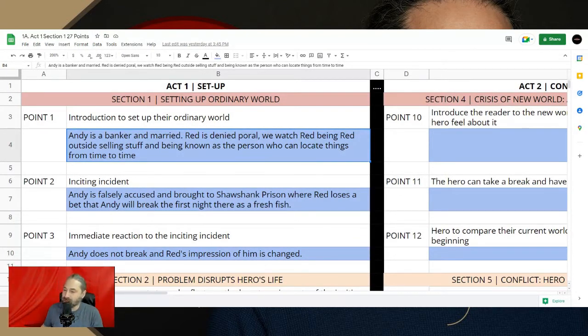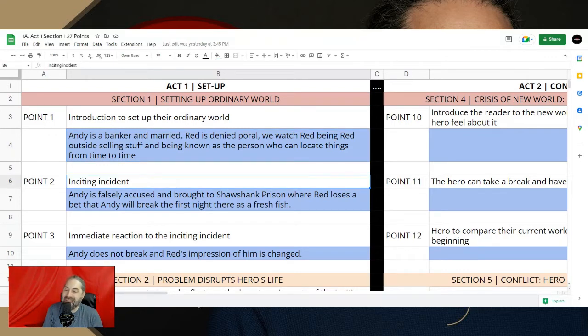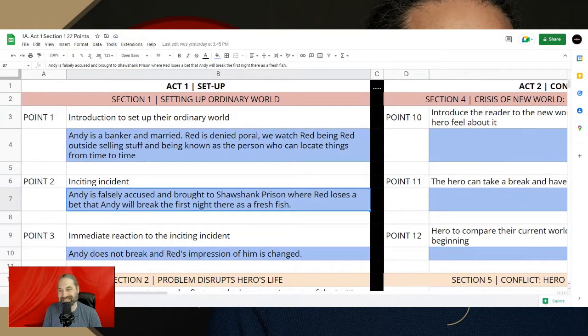Please forgive me. The inciting incident in Shawshank Redemption is that Andy is falsely accused and brought to Shawshank Prison, where Red loses a bet that Andy will break the first night there as a fresh fish. All right, Andy is brought to Shawshank. This is his inciting incident. We've seen his world, and now he's actually, he went to court, but he's actually going to prison. It's happening. He's being brought through those gates into this new kind of life.